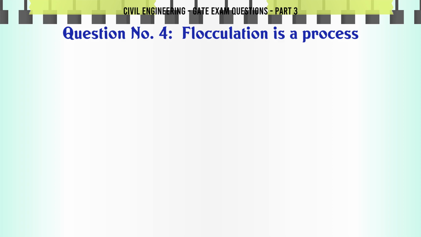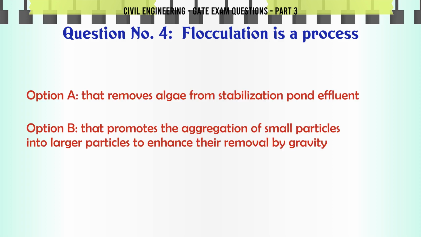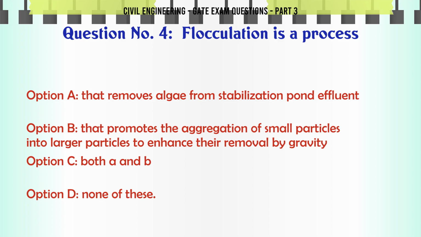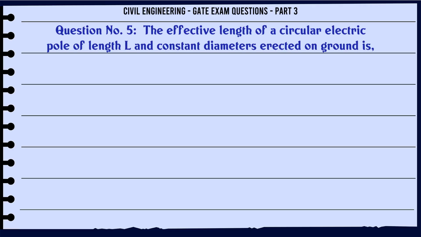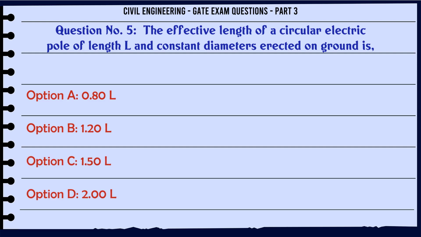Flocculation is a process A. that removes algae from stabilization pond effluent, B. that promotes the aggregation of small particles into larger particles to enhance their removal by gravity, C. both A and B, D. none of these. The correct answer is that promotes the aggregation of small particles into larger particles to enhance their removal by gravity.